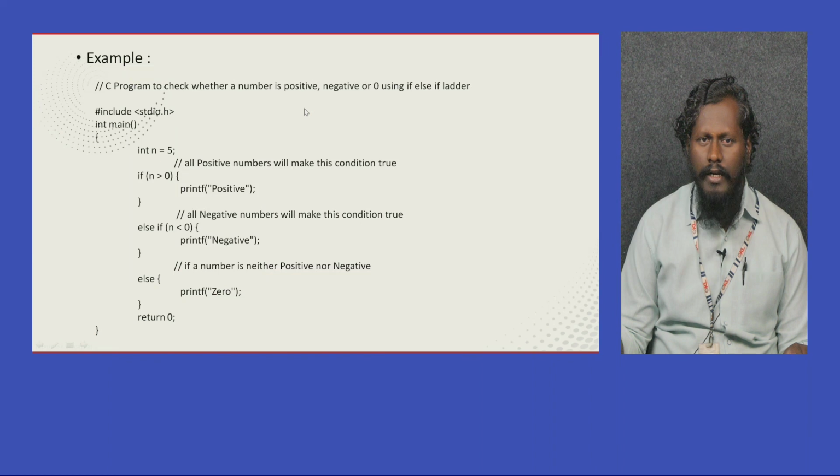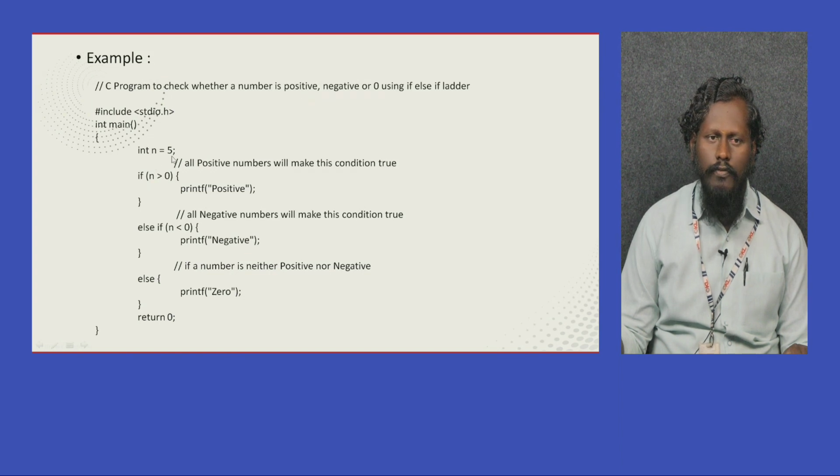So minimum we have to write 2 conditions, and the last one we make the default one, because if none of the options is true, at least the last option has to be true. So here there are 3 options available: positive, negative, or 0. So we must write a minimum of 2 conditions to find this question's answer.